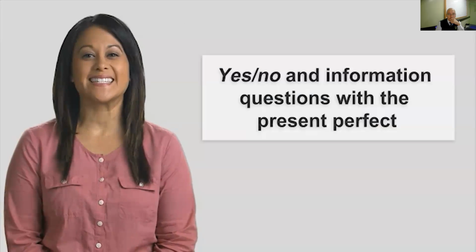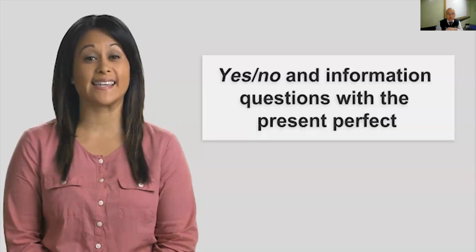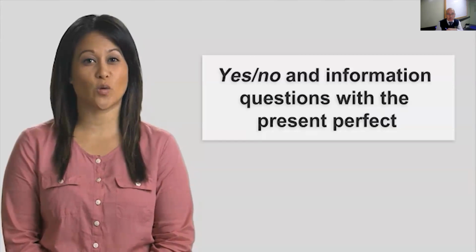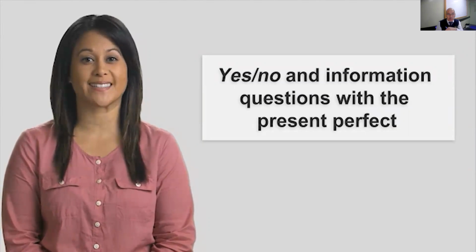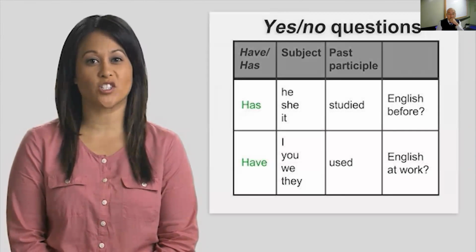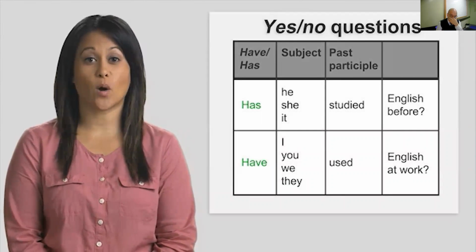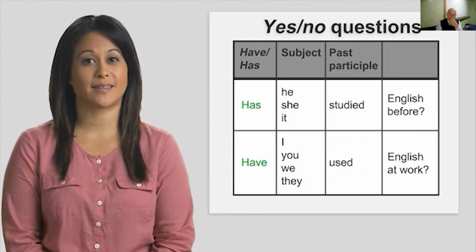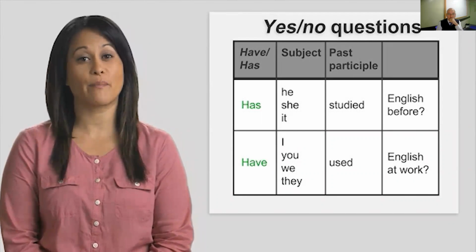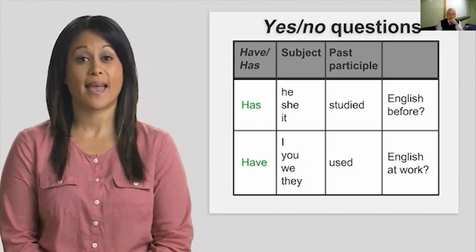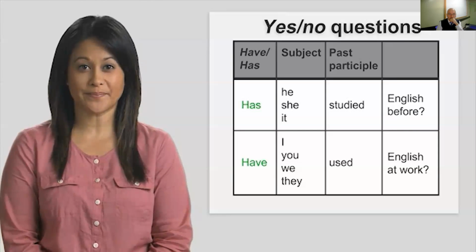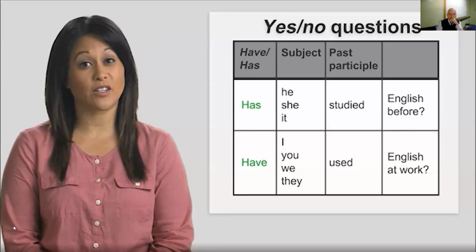Hi there. Today's lesson is about asking yes, no, and information questions with the present perfect. Have you studied English before? Where have you studied? To form yes, no questions, we put has or have first. Then we put the subject and the past participle. Has he studied English before? Have you used English at work?